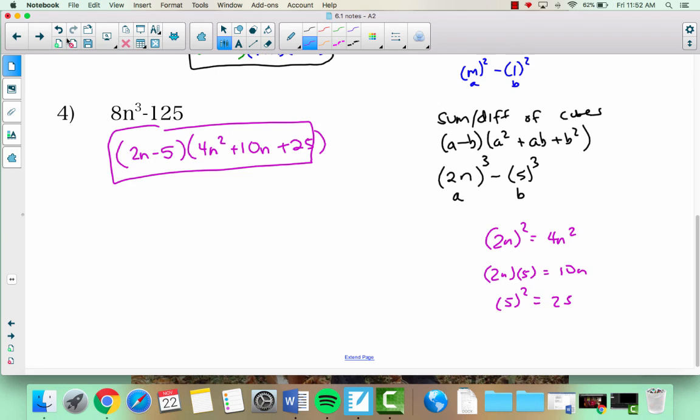And the process would be the same even if it was a plus sign in between. Obviously just your signs would change. So make sure you know what your a and b terms are, and then fill into your formulas. That's it for the 2-term ones. Next we're going to be talking about 3 and 4-term polynomials.